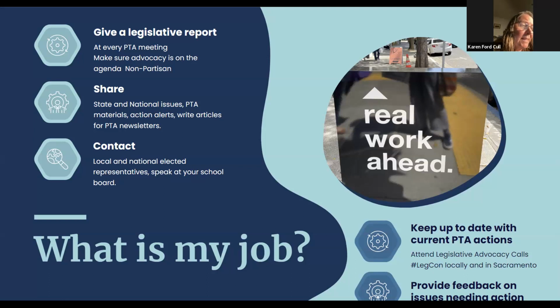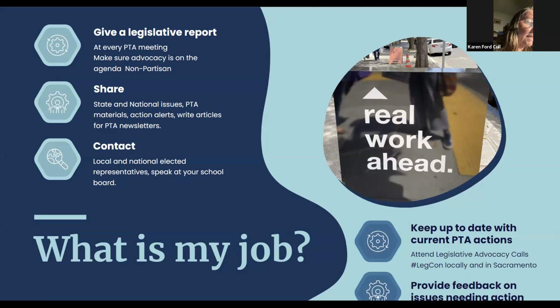We'd like you to keep up to date with current PTA actions, and we'll do that through the legislative advocacy calls. In the past, there have been monthly California State PTA calls. When that's happened, that's been a great place to keep up to date, and it's a good thing to put in your report. I'm going to have a monthly call. The next one is on November 14th. If you attend that and there are issues, you'll be able to ask questions, and I'll do my best to answer them.